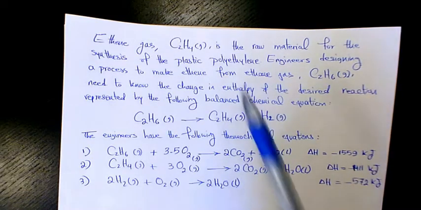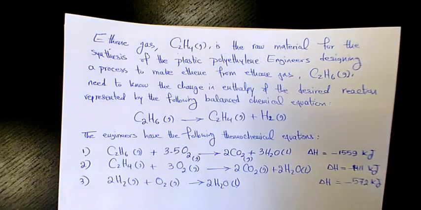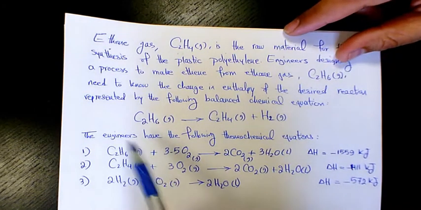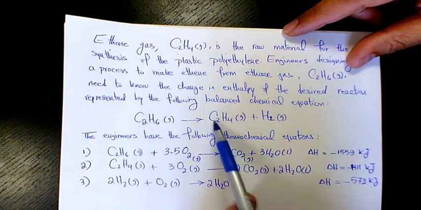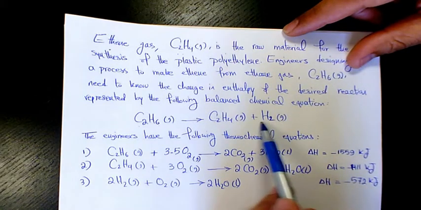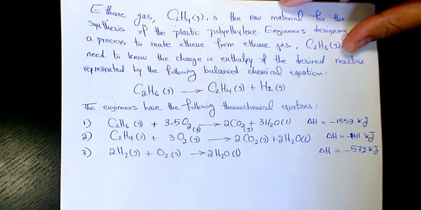So in this example, ethylene gas, C2H4, is the raw material for the synthesis of the plastic polyethylene. Engineers designing a process to make ethylene from ethane gas, C2H6, need to know the change in enthalpy of the desired reaction represented by the following balanced chemical equation. C2H6, which is the ethane gas, gives us C2H4, which is ethylene gas, plus H2, and all of them are in gaseous phase. The engineers have the following thermochemical equations.